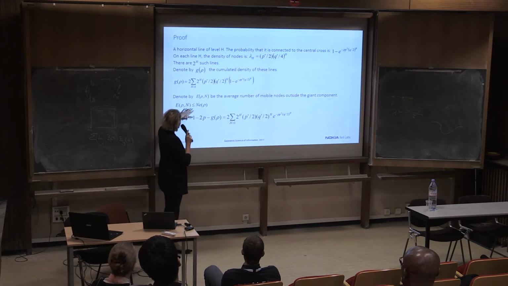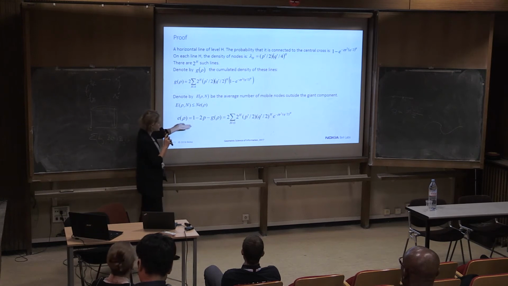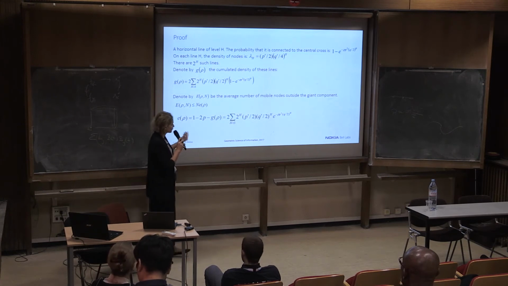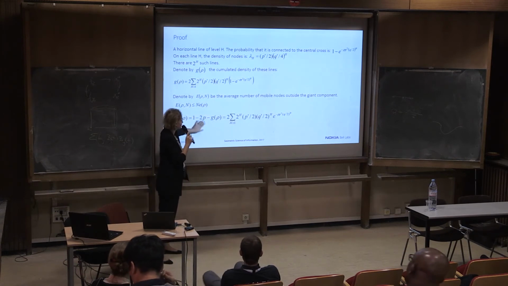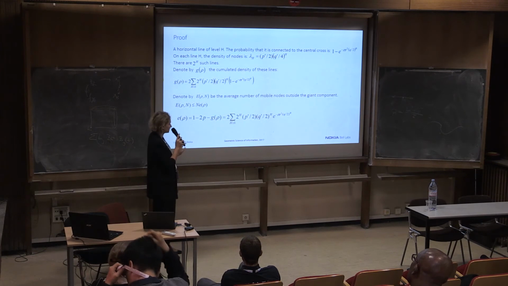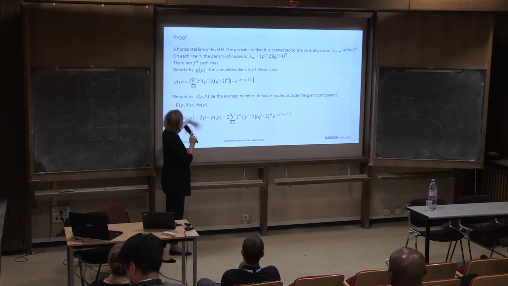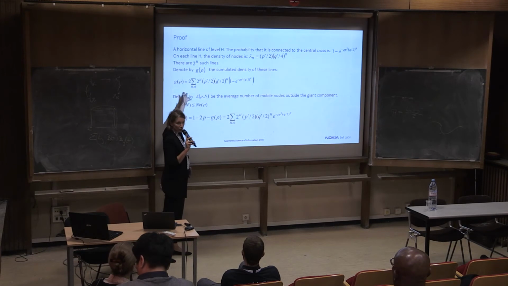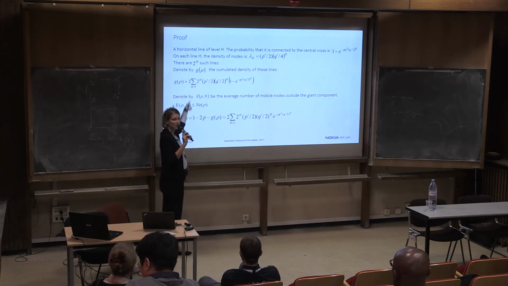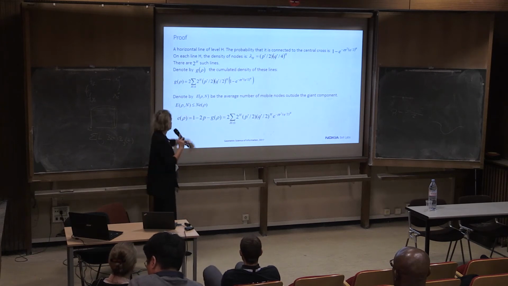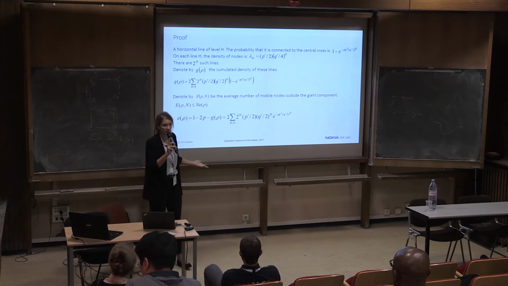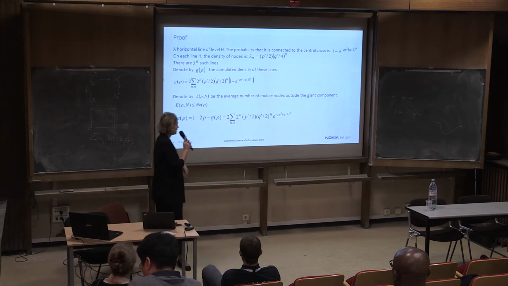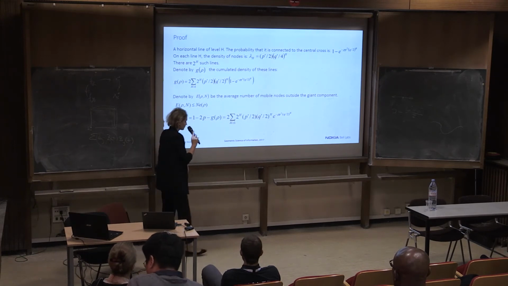So we can think about the quantity which I will denote by E of rho being, if you want, the density of the nodes outside the giant component, from the whole density of mobile nodes in the network. We're going to take out this quantity, that is the density of the nodes on lines connected through a single relay to the giant component, and furthermore 2 of P, which is just the density of the lines on the central cross. So this is just an upper bound.